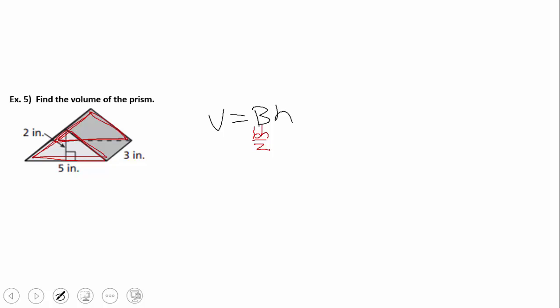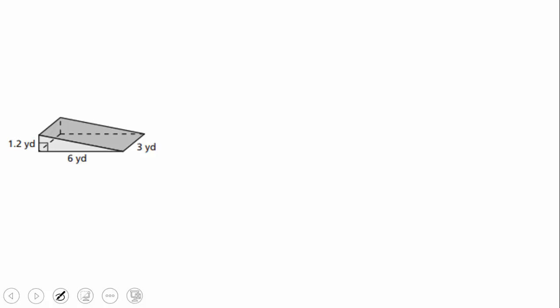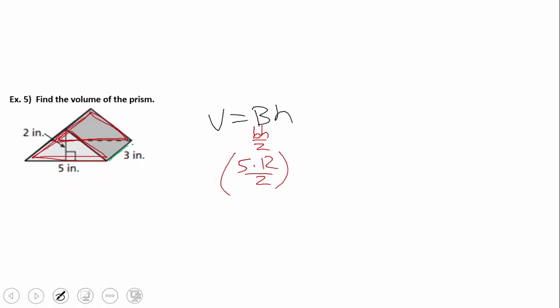So now I'm going at the base and the height. That's 5 times 12, dividing that by 2, and multiplying that by the height, the distance between the two triangles, which is 3. So 5 times 12 is 60, divided by 2 is 30. 30 times 3 is 90. Wait a minute. Yep, 90. Because 5 times 6 is 30. 30 times 3 is 90 inches cubed for the volume of that triangular prism.